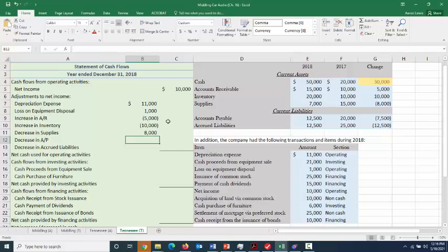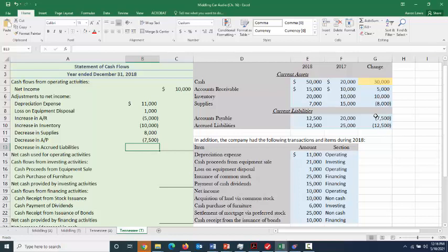On to our current liabilities, we had a decrease in accounts payable of $7,500, which means we must have paid off $7,500 of additional debt this year. And if we're paying off more debt, that means we're spending more money to finance that debt, and our cash flow has to be decreasing.